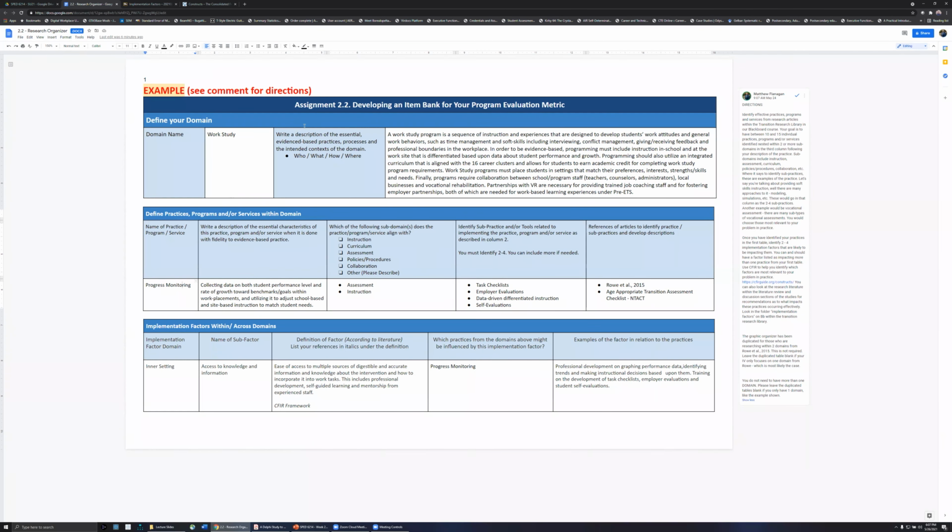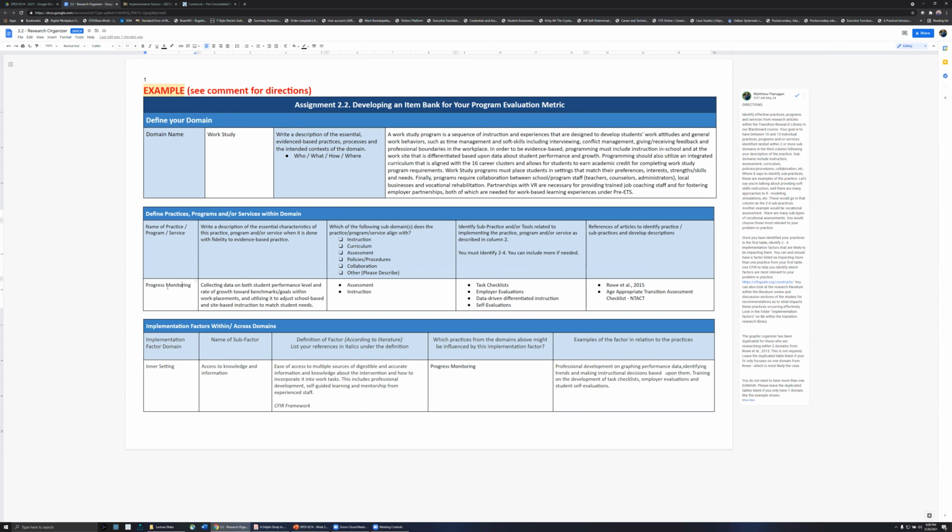So what you're going to be doing is identifying effective practices, programs, and services, right? As we've talked about many times now, from research articles in the Transition Research Library in our Blackboard course. Your goal is to have between 10 and 15 individual practices, programs, and services that are aligned with your independent variable.